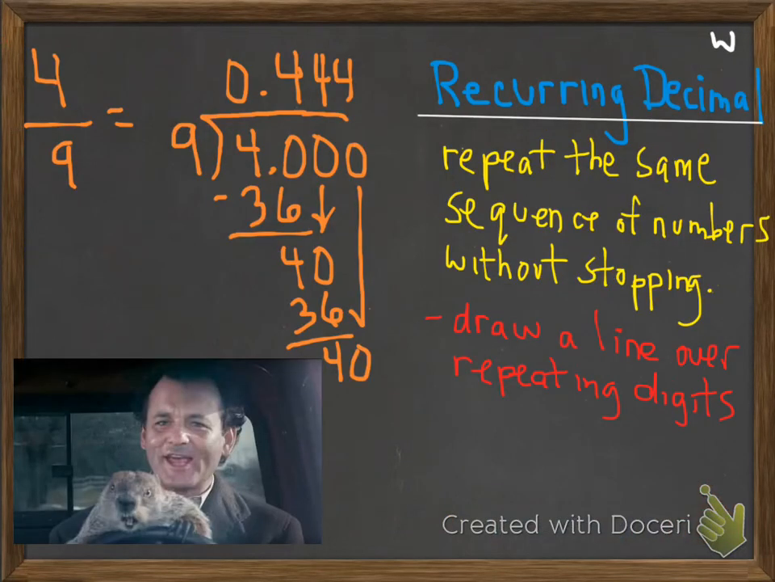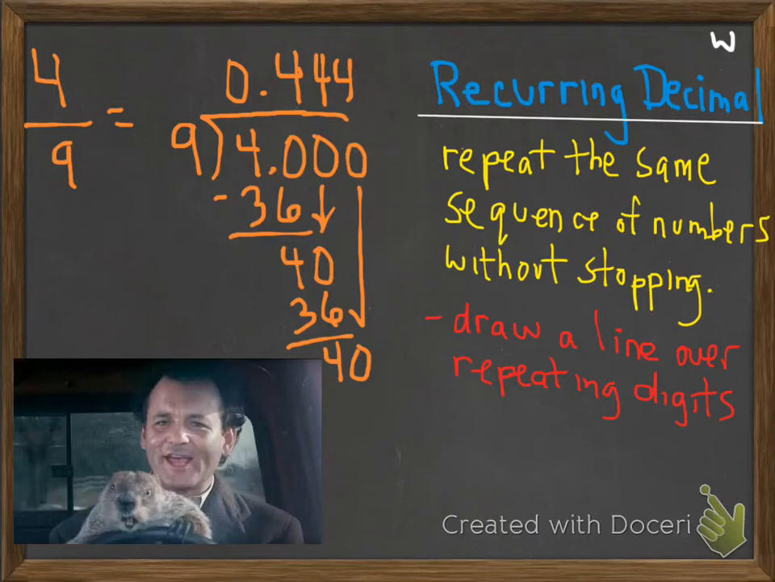On the converse, there's a recurring decimal. That means it's not going to end. This is going to keep repeating. The definition we have there is it repeats the same sequence of numbers without stopping. Okay, we have an example there, 4/9, or 4 divided by 9. I already wrote the long division for you there.